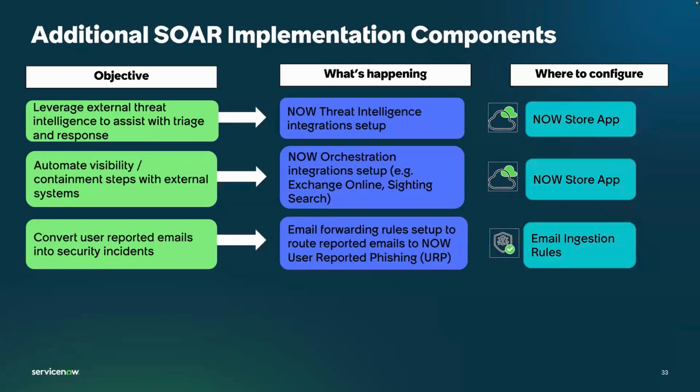The additional SOAR implementation components. Once I get everything up and running in security incident response, what do I need to do next? How do I start leveraging that external threat intelligence and bringing that into ServiceNow? How can I do more to automate, and how can I do things like convert emails from my users and my employees into security incidents, so that it's easier for those users and employees to report security incidents to that security team? Not just phishing emails, but just in general.